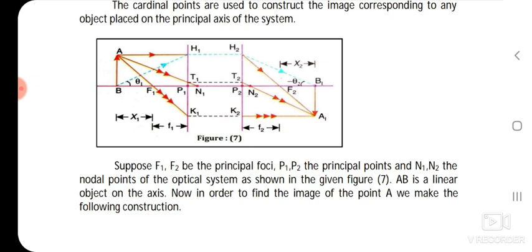And in today's lecture, we constructed the image by using the six cardinal points. Any doubt in this? Okay.